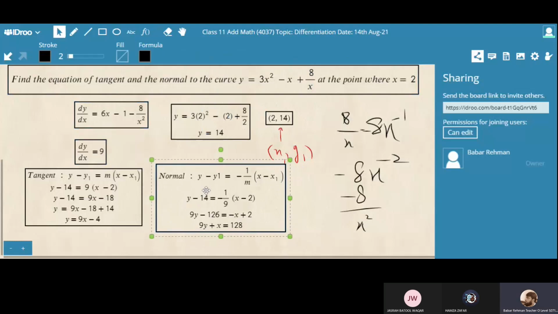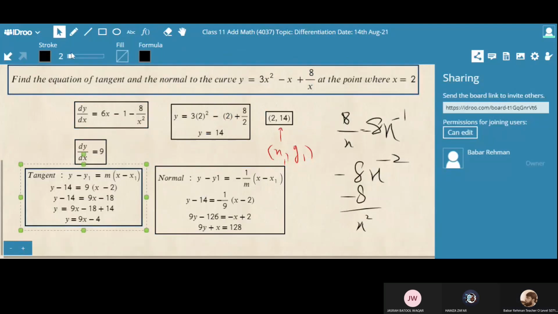Hope students, you got this concept, the equation of normal and tangent. Are you getting it? Yes, sir. Okay. Now students, equation of normal. One important thing: we have to find the equation of tangent, and there is something different but related to this equation of tangent and normal.